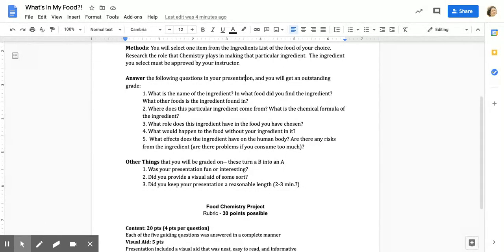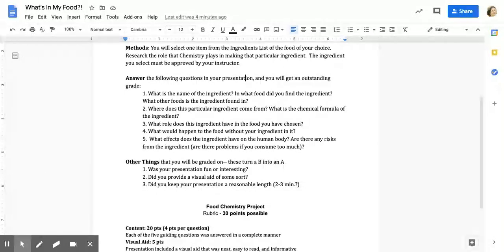Question number two, where does the ingredient come from? What is the chemical formula? Is this something that is derived from a plant? Is it something that is synthetically made? Tell me where I would find this ingredient or how I would make it.